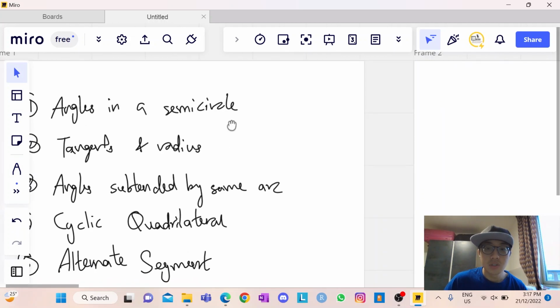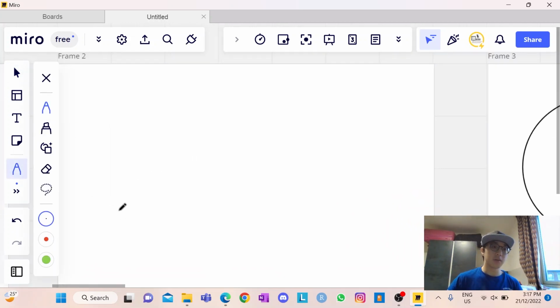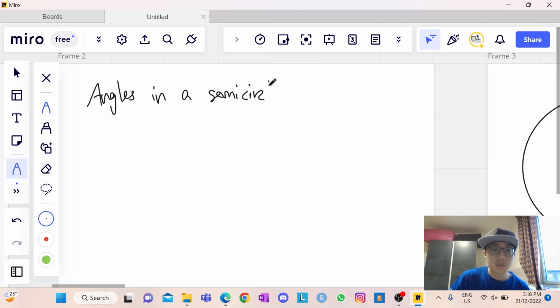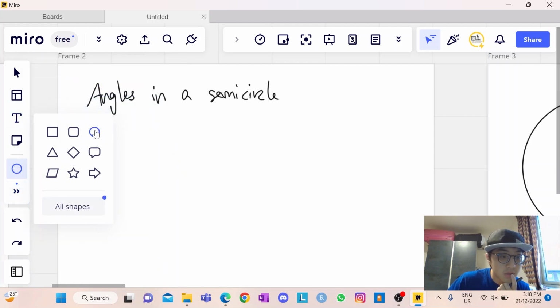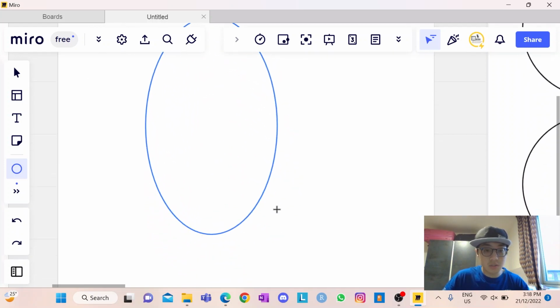Angles in the semicircle. There's nothing much actually for angles in the semicircle. So let me write down the topic: angles in a semicircle. If I'm gonna draw a semicircle right here, just to check my mic is not muted. Okay, this is a semicircle. Let's look at this shape right here. Okay, I'm just gonna make another circle right here.